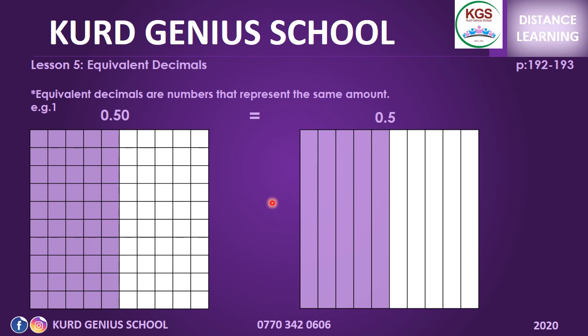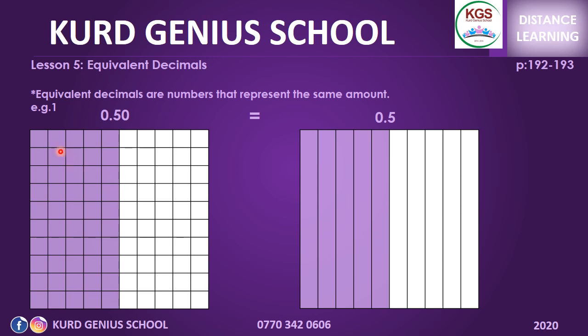We have 2 squares. The first square is divided into 100 equal parts, and the second square is divided into 10 equal parts. In the first square, 50 parts out of 100 parts are colored. In the second square, 5 parts out of 10 parts are colored in purple. So, how are these two decimals equivalent? Now, if we pay attention, in both of the squares, half of each square is colored in purple.